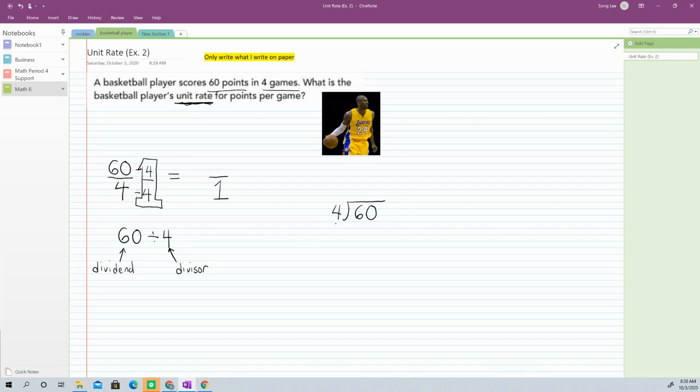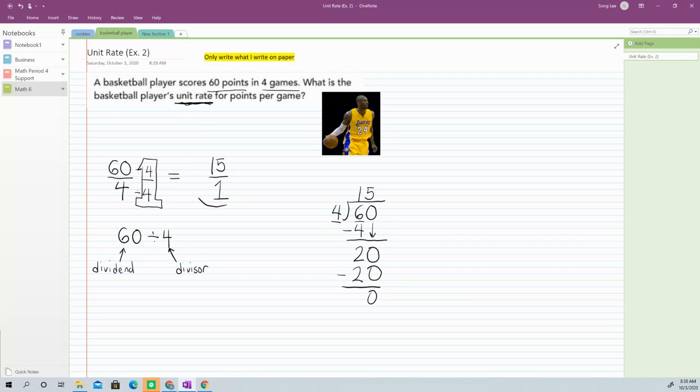How many groups of 4 can I make out of 6? Well, I know 1, because 1 times 4 is 4. Let's subtract that. 6 minus 4 is 2. Bring down the 0. How many groups of 4 go into 20? Well, I know that 5 times 4 is 20, and I get 0. So my quotient is 15.